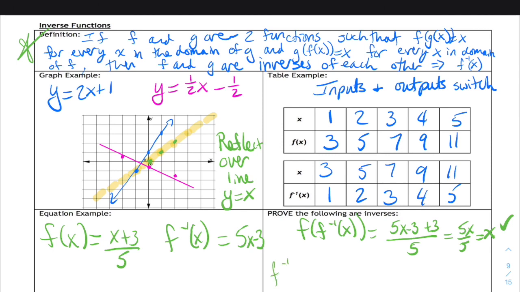The inverse of the function f of x in this case, so the f of x is going to be the input, 5 times x plus 3 over 5, and then minus 3. Okay, so what happens here? The 5's cancel. We have x plus 3 minus 3, which is just x. So that is how you would prove that you indeed have inverses: you would compose in both directions, and your result should be x for each.